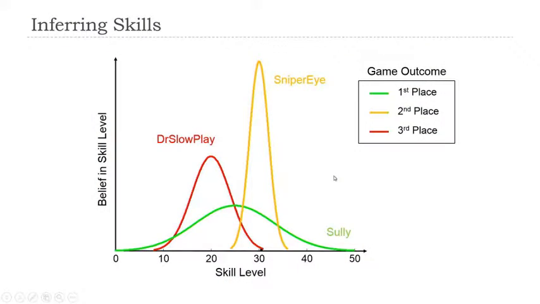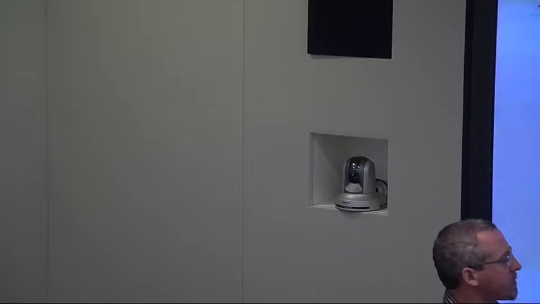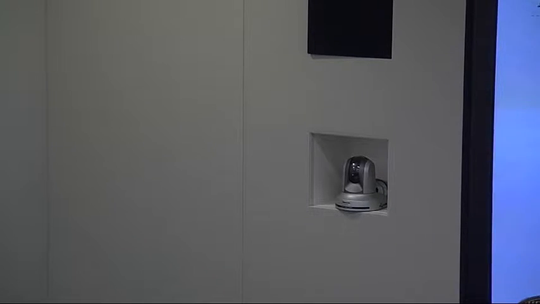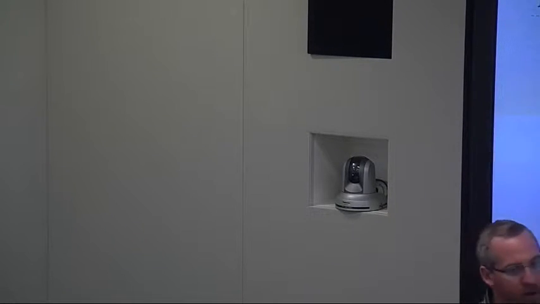So here's a game. Here are the skill estimates before the game was played. So we have 3 players. Sully, who's a new player. We don't know much about their skill at all, so we have a big, wide distribution. Then we have Sniper Eye, who's an experienced player, played a lot, and we're very confident that his skill is close to 30. And then we have Dr. Slowplay, who is somewhere in between. He's not played as much as Sniper Eye, and he's not as good.